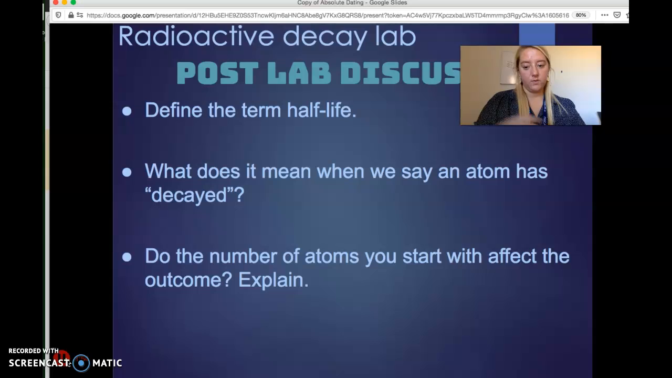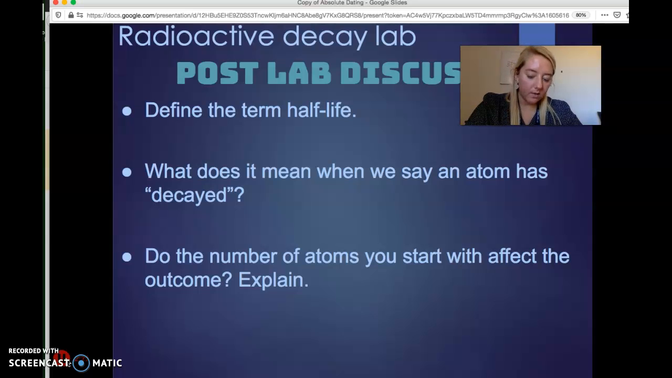So here is where we begin our post-lab discussion. The very first question should be easy for you. It asks you to define the term half-life. We defined that in the lecture as the time it takes for half of the atoms to decay to a stable state. After they have undergone this, half of the atoms will be stable and the other half will still be radioactive, meaning that they're going to further break down.